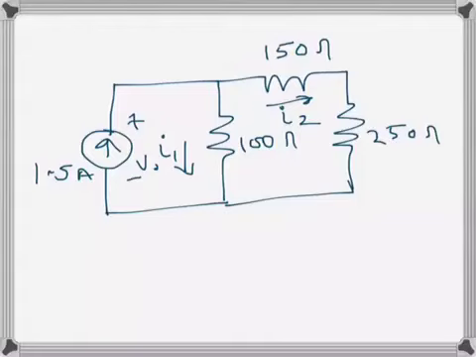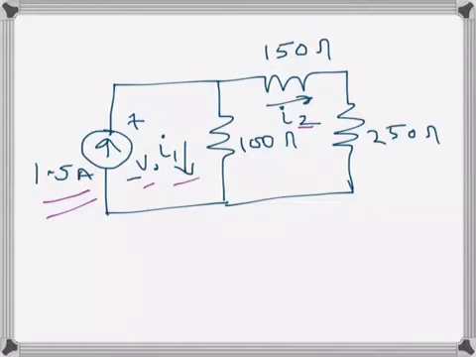In this circuit we need to find I1, I2 and V0. Also we need to show that the power supplied by this source, there is only one source, is equal to the power dissipated by the resistors here.